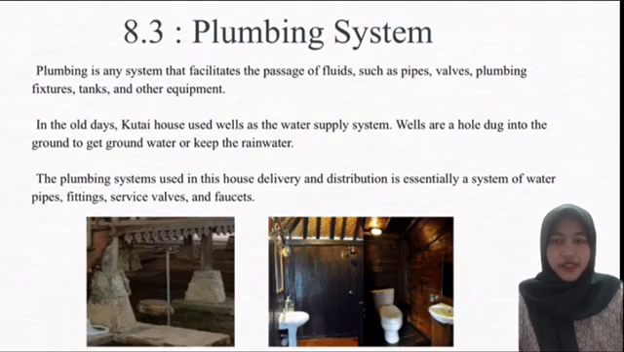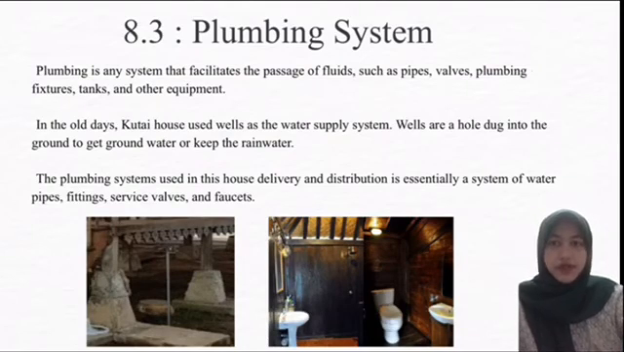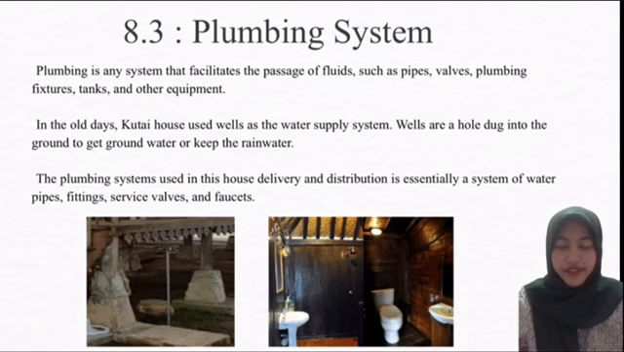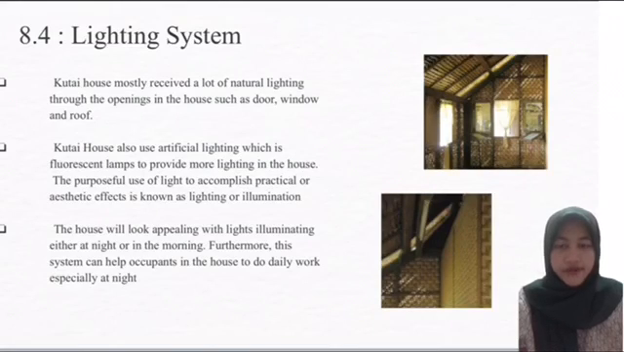Next, plumbing system is any system that facilitates the passage of fluids such as pipes, valves, plumbing fixtures, tanks, and other equipment. In the old days, Kutai house used wells as the water supply system in the house. Lastly, lighting system in Kutai house mostly receives a lot of natural lighting through the openings in the windows, door, roof, and walls. Kutai house also used artificial lighting, which is fluorescent lamps, to provide more lighting.